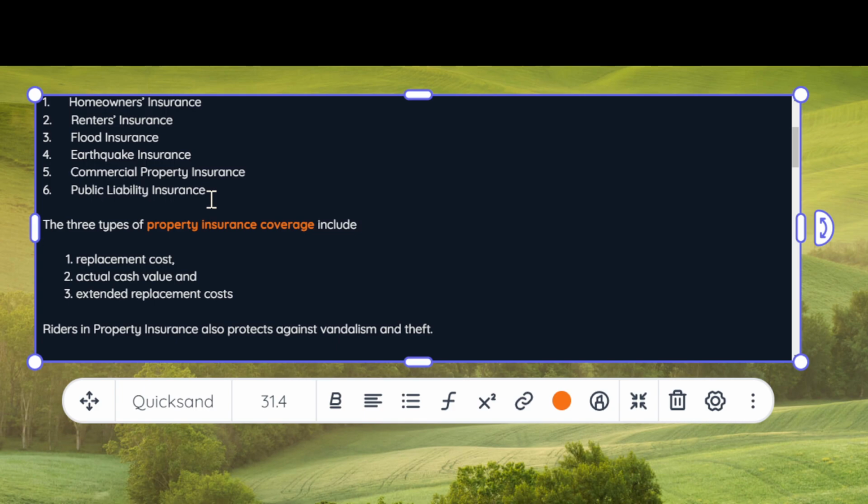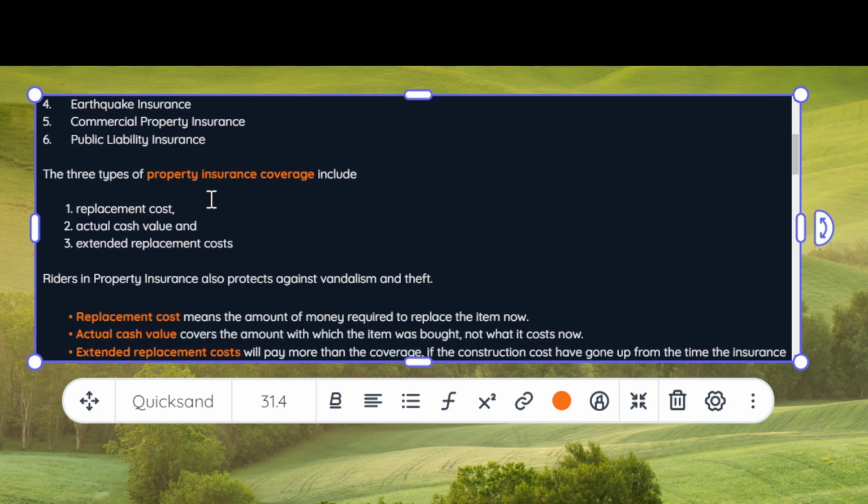Before we start off with the different types, we would look at what are the different types of coverages of property insurance that are there in the market. The first type being replacement cost. The second one is actual cash value, and the third one is extended replacement cost. So what do these things mean?